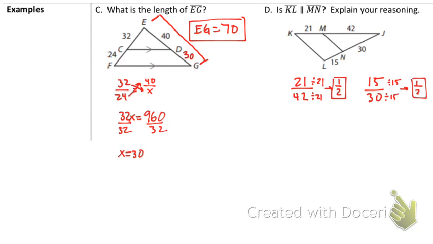So I have just shown that these two fractions are actually equal to each other, which makes them proportional. And because they're proportional, the only way they can be proportional in this situation is if KL is parallel to MN.